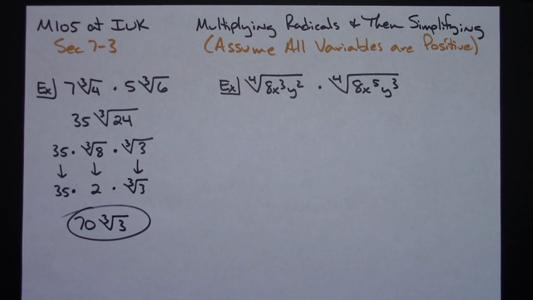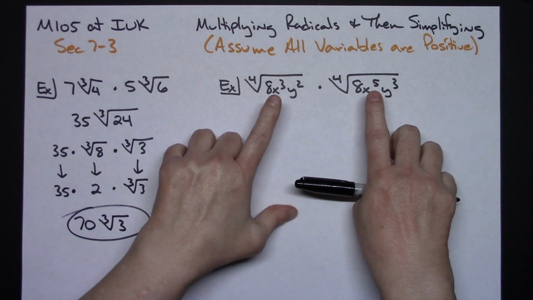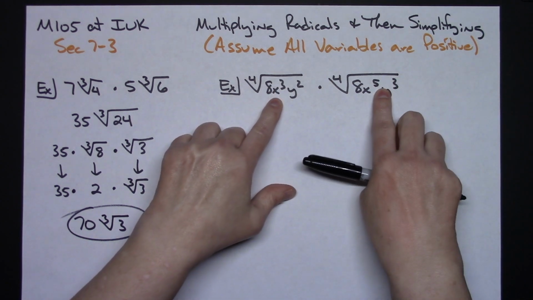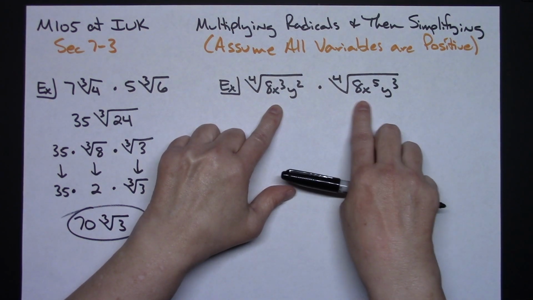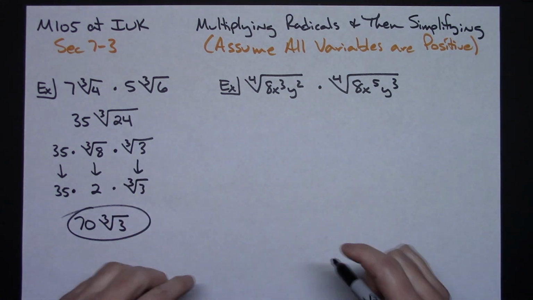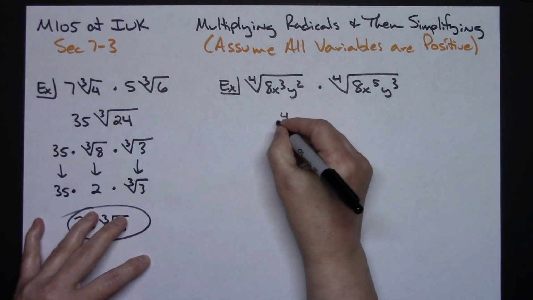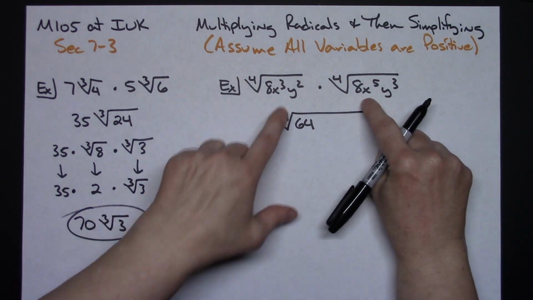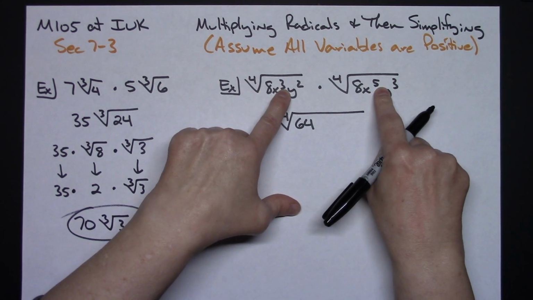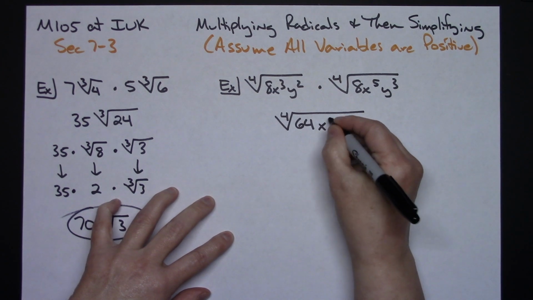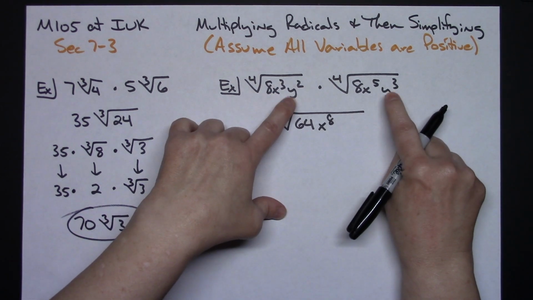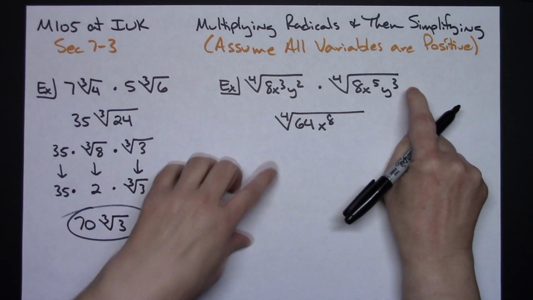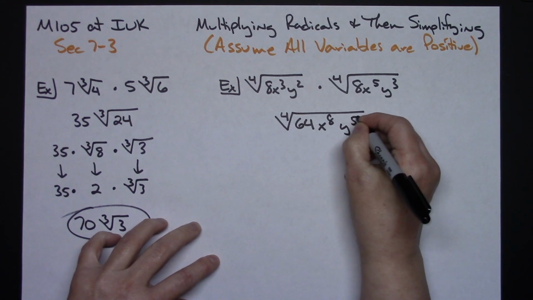You can also encounter examples like this that might also have variables in them with some exponents. So we're going to start out by multiplying these. They're both fourth roots, so I can multiply what's underneath. So I'm going to have the fourth root of 8 times 8 is 64. When multiplying like bases, we're going to add those exponents, so I'll have an x to the 8th. Same thing on the y's. When multiplying like bases, you add those exponents, so we'll have a y to the 5th.